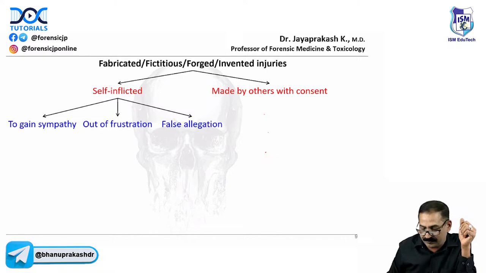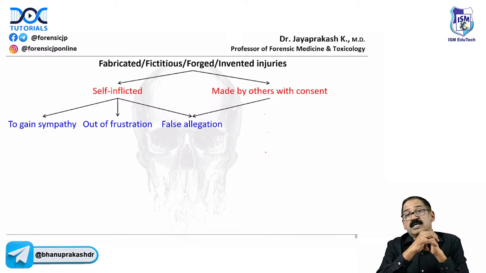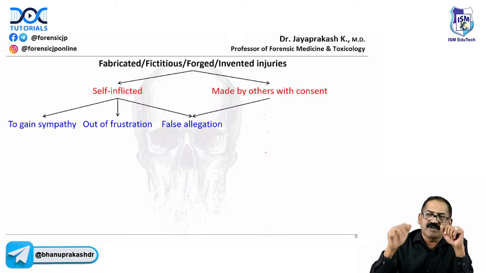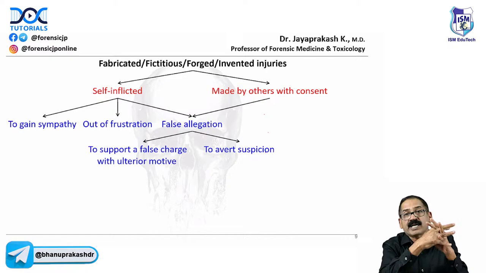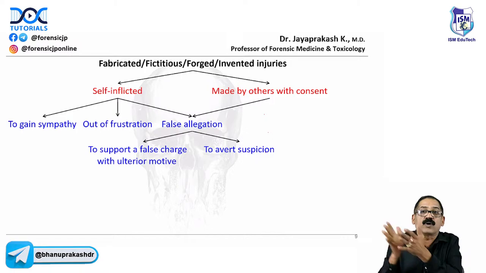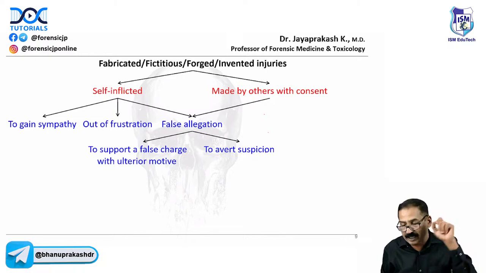False allegation may be done by others also, not only to gain sympathy or out of frustration. Why false allegation? Number one, to support a false charge, as I said. And number two, to avert suspicion. For example, I am an ATM security guard. I join hands with the robbers. I allow them in and open everything. They rob at last. They may hit me, and I tell during investigation that robbers came, assaulted me and took the money.